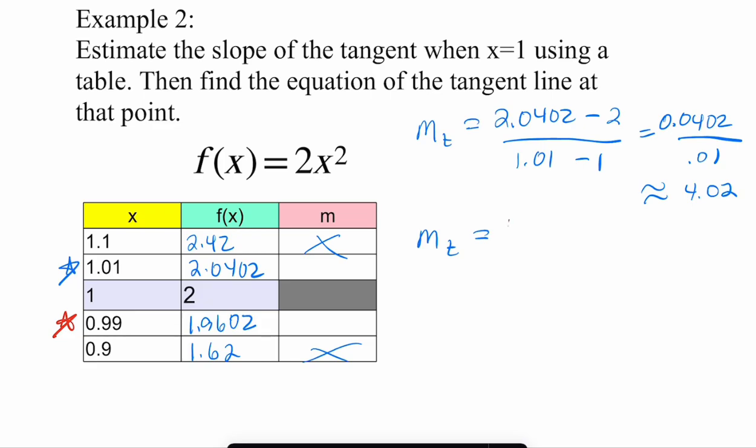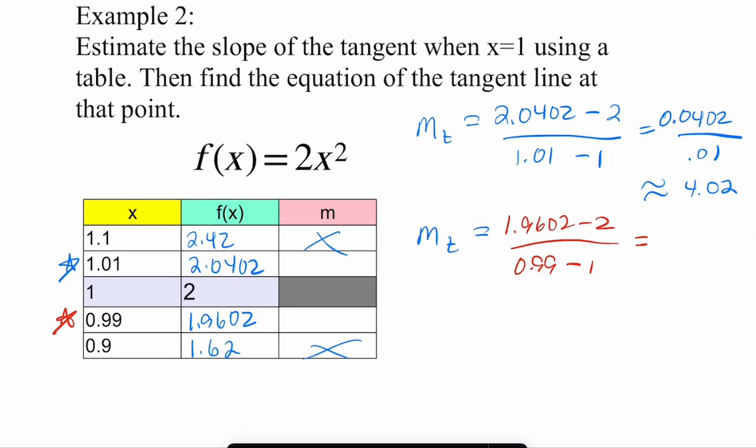And so it's going to be 1.9602 minus 2 over 0.99 minus 1. And you get negative 0.0398 over negative 0.1, which is approximately 3.98. So if on one side, as we're getting closer to it, we get a slope just above 4, and on the other side, we get a slope just below 4. So let me fill them in.